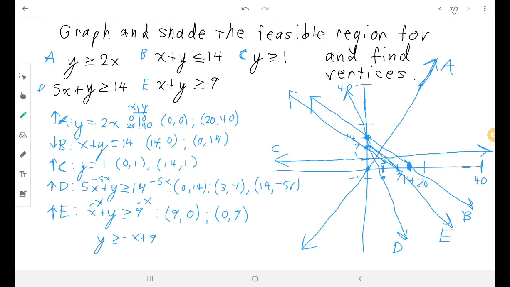So, looks like we're going to be shade up, shade down. So between B and E, we're stuck in that little quarter right here between B and E. And then we're above A, above C, and above E. So we wind up in this tiny little area right here. And that's it. That's our whole shaded region.